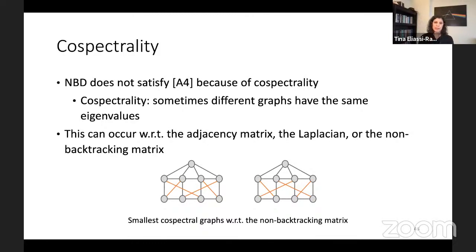So what does co-spectrality say? It says that you can give me two graphs and I will find the spectra of the two graphs. And if I measure distances based on that, I could tell you that the distance is 0, but the two graphs are different. Co-spectrality can happen on the adjacency matrix, on the Laplacian matrix, or the non-backtracking matrix. And here, Leo is showing you the smallest co-spectral graphs with respect to the non-backtracking matrix.